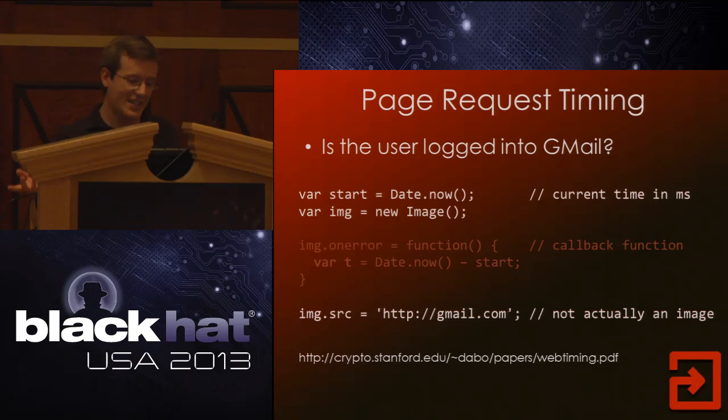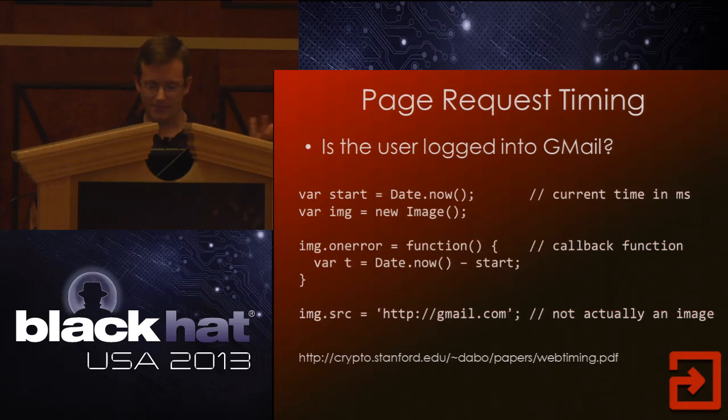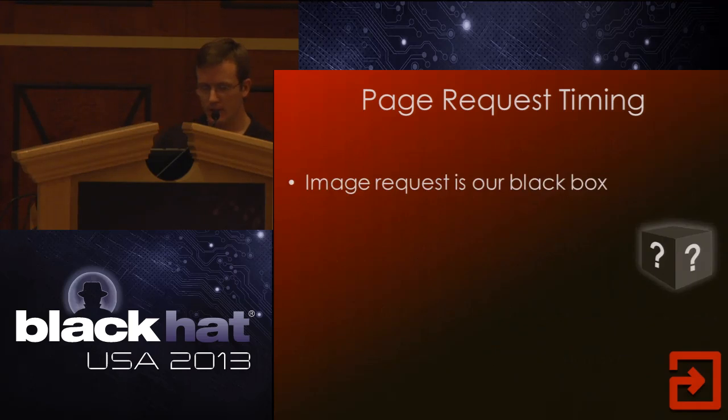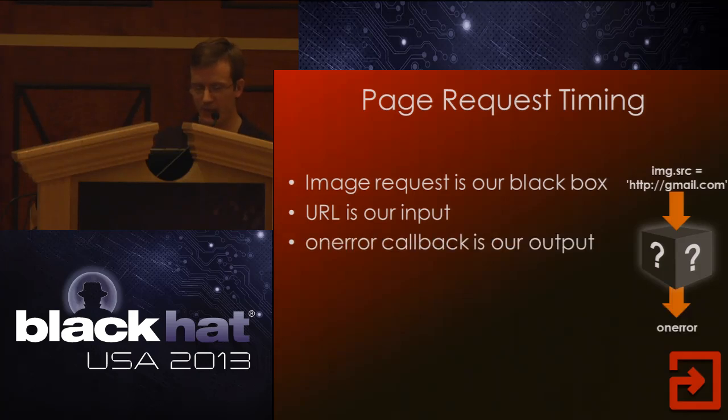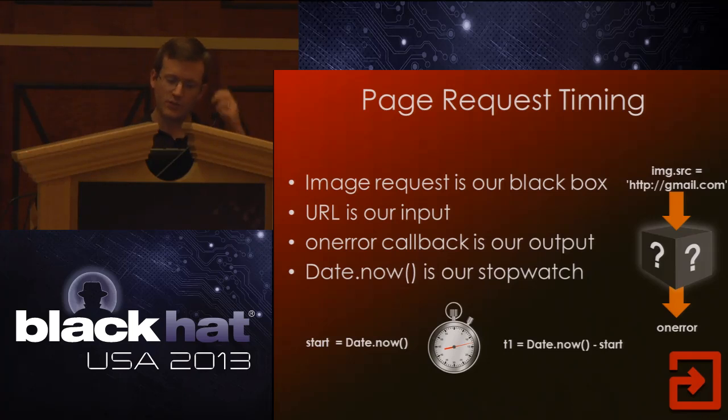And of course, it's not actually an image. Eventually, the browser will realize that and go, hang on, that's not an image, and it will call my on-error callback. So it'll call this function, and then I can get the timestamp again and figure out how long that network request took. In terms of the black box, the image request is our black box, and the URL that we give is our input. The on-error callback is the output of the black box, and the thing that we're interested in is the time it takes. So we use Date.now to time how long that process takes.